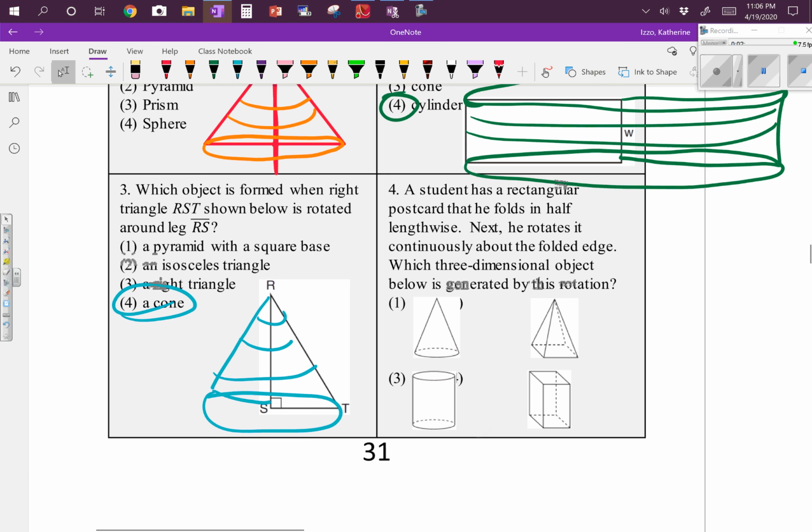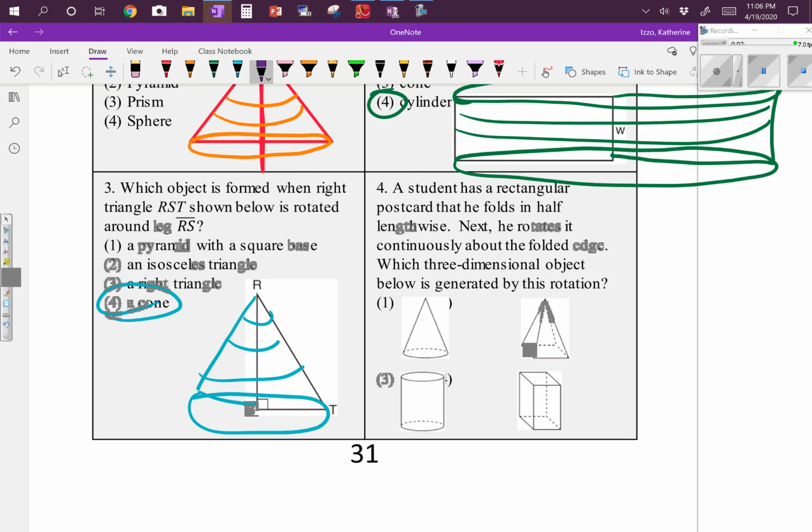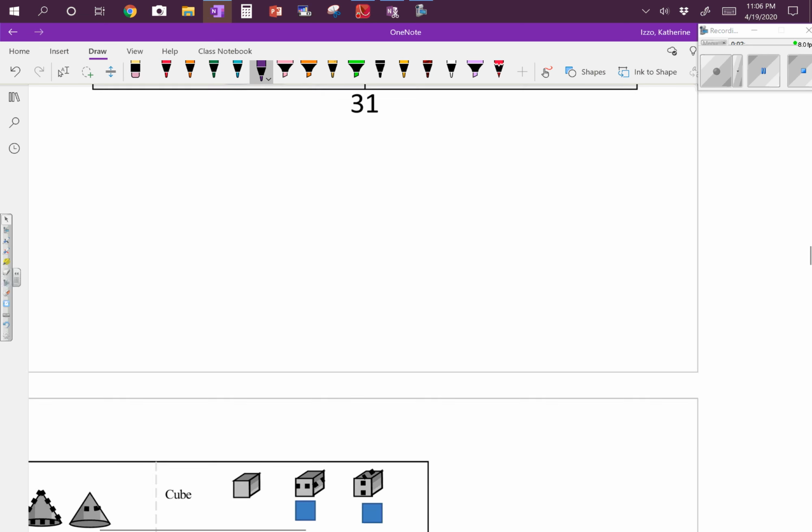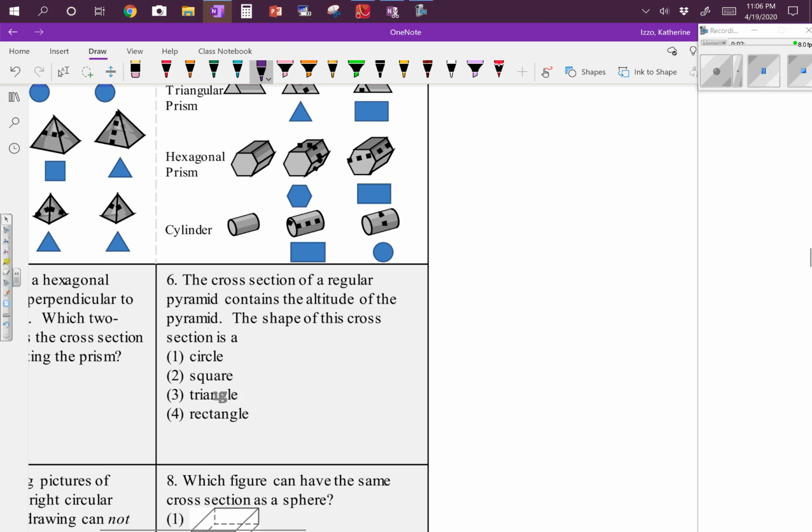A student has a rectangular postcard. So we've got a nice rectangular postcard. He folds it in half lengthwise, and he rotates it. So we're rotating it around, and yes, that's right. It's exactly like number 2. So you get a cylinder. That's exactly what happens. All right, next one.